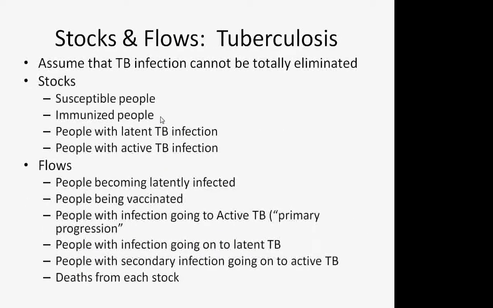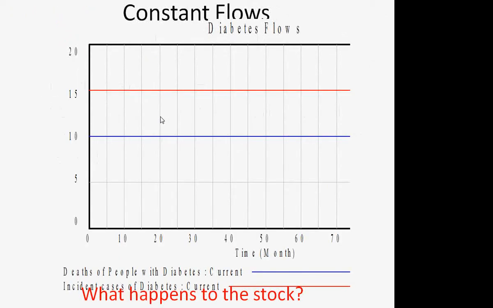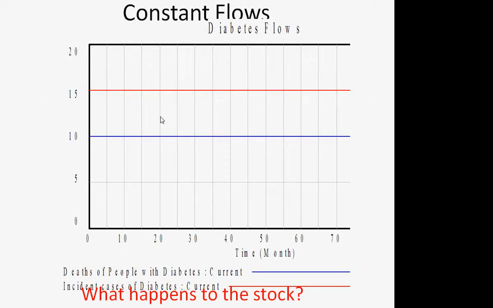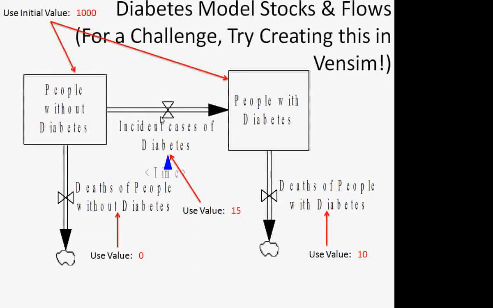Okay, so I have a little exercise I'd like you to go through now. Well, actually, let's first do this. These are the steps I was looking for earlier. Suppose we have a stock like this. We have people without diabetes, people with diabetes, and incident cases here. Here are deaths of people with diabetes and deaths without diabetes. Suppose we start with 1,000 as the variables, and we have 15 people developing diabetes every time unit, let's suppose every year, and no one dying.